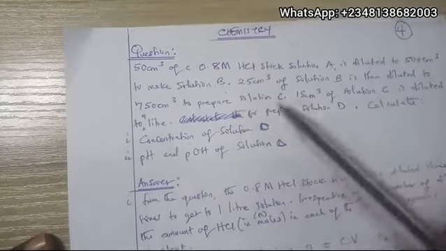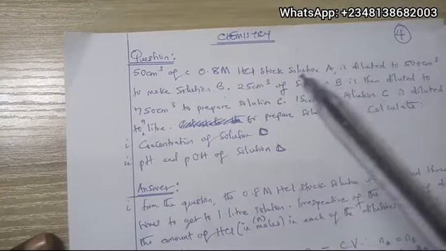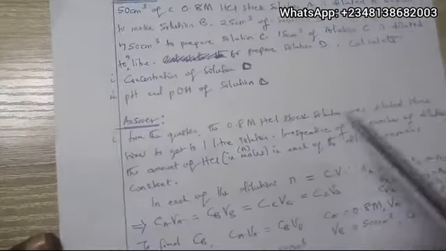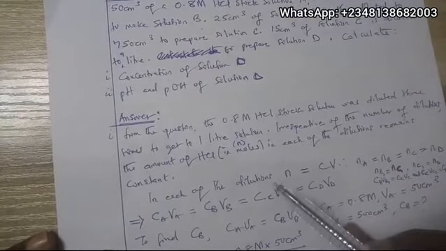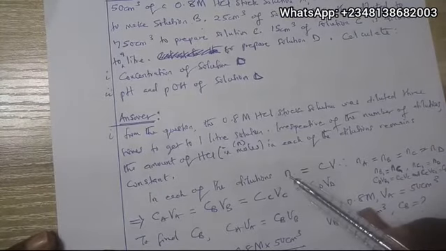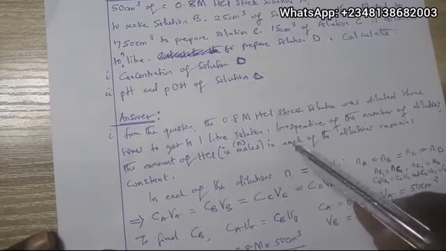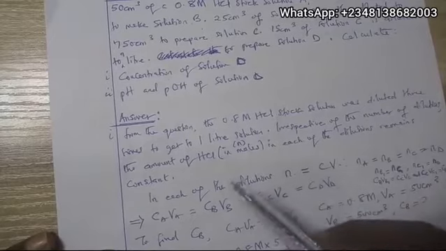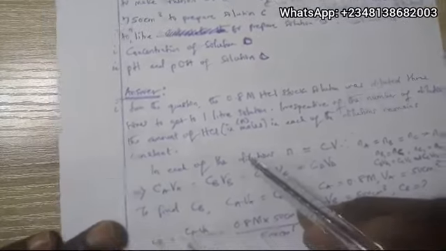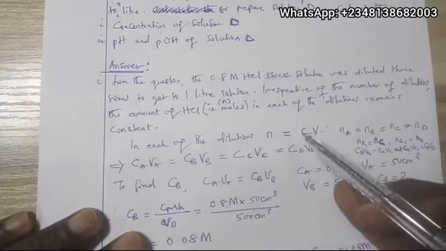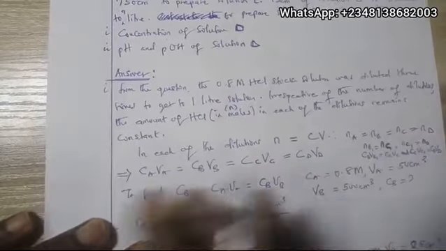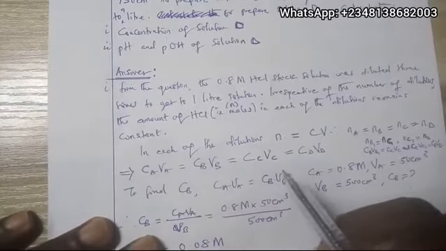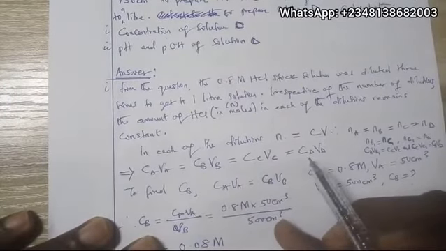If you still convert it to mass, it will still be the same weight. So in this case we are working with moles, and I want to bring about a particular relationship. That's why I'm mentioning this. Irrespective of the number of dilutions, the amount of hydrochloric acid in moles in each of the dilutions remains the same or constant. So let N be the number of moles in each of the dilutions.